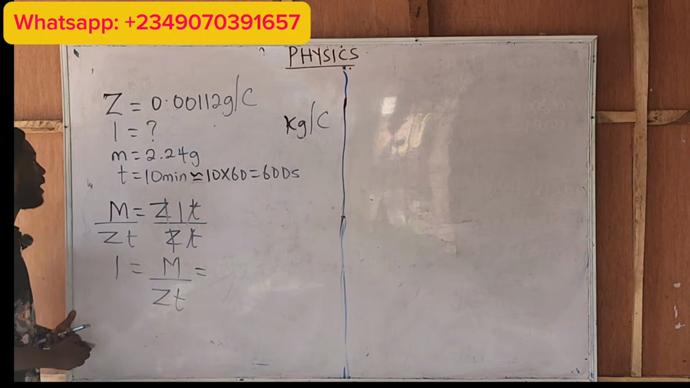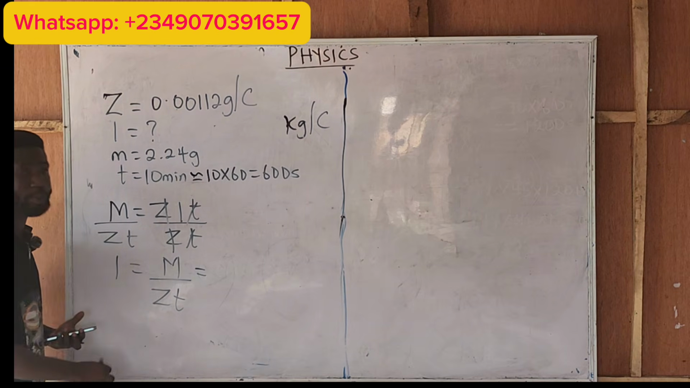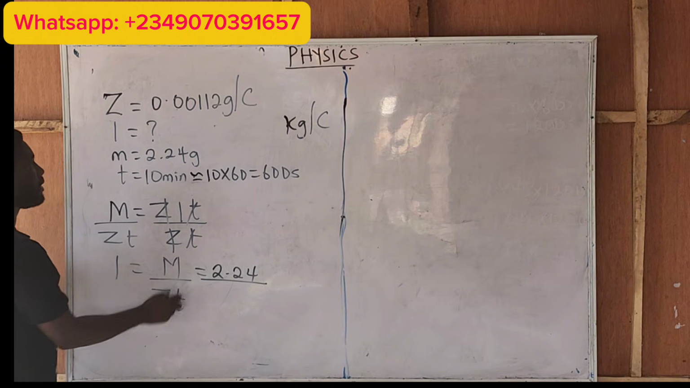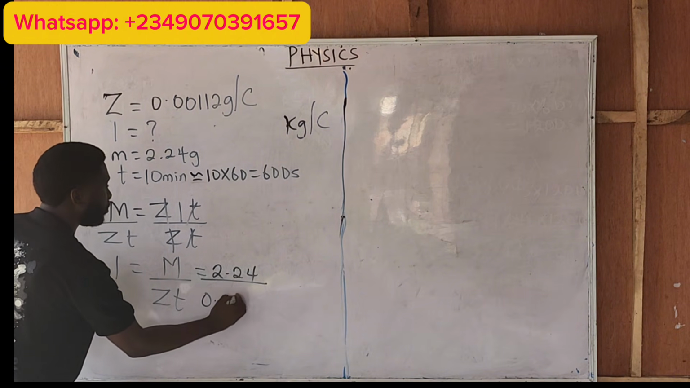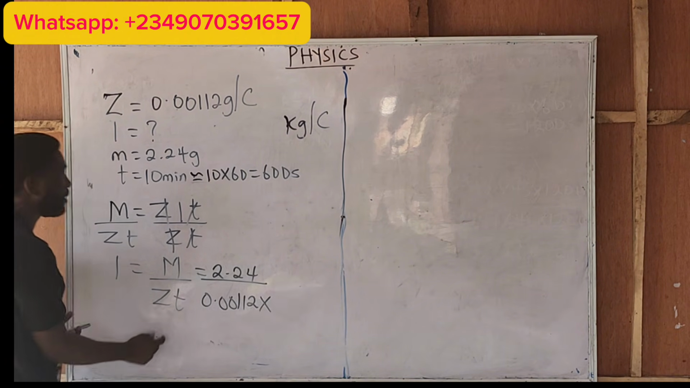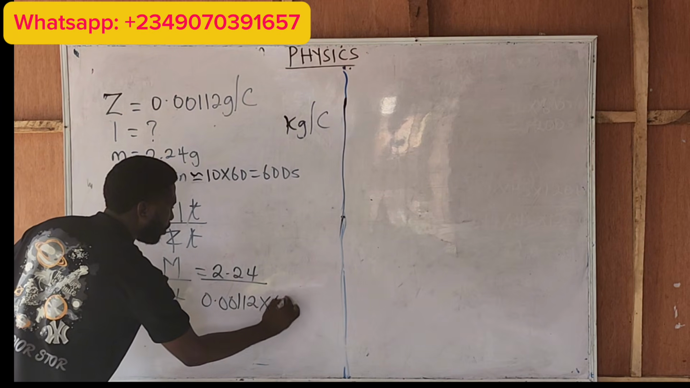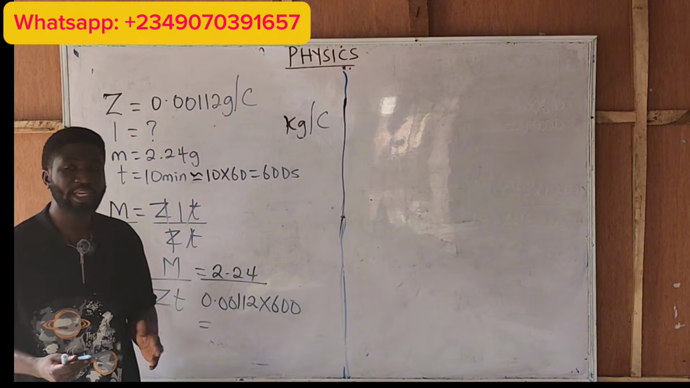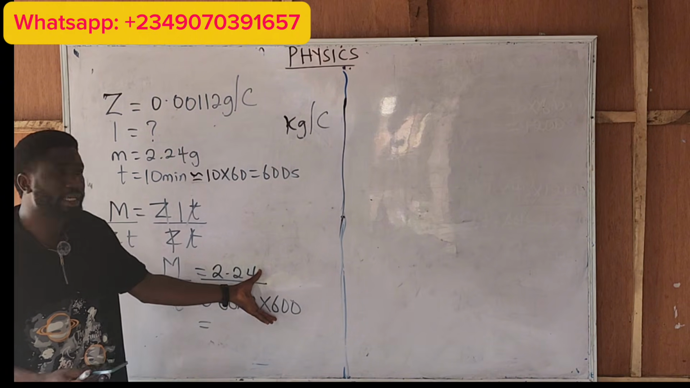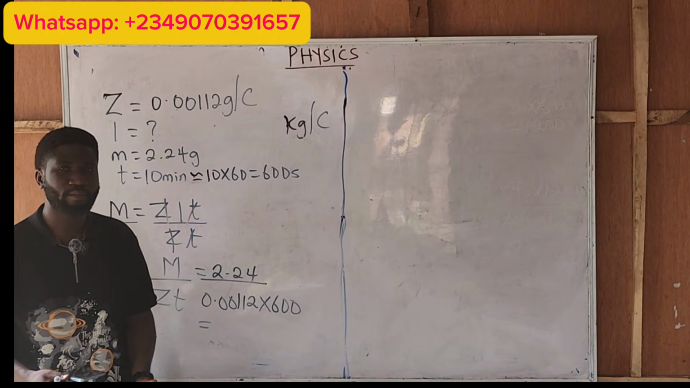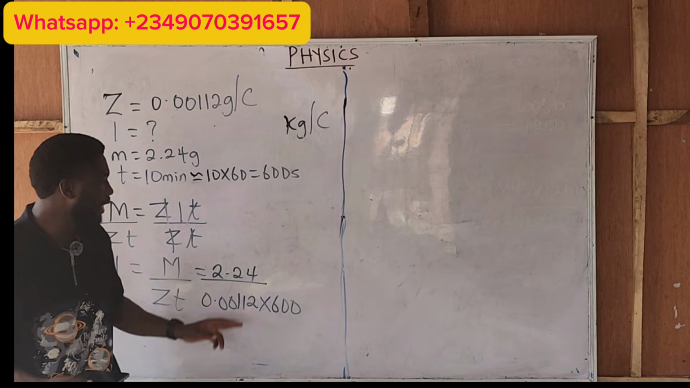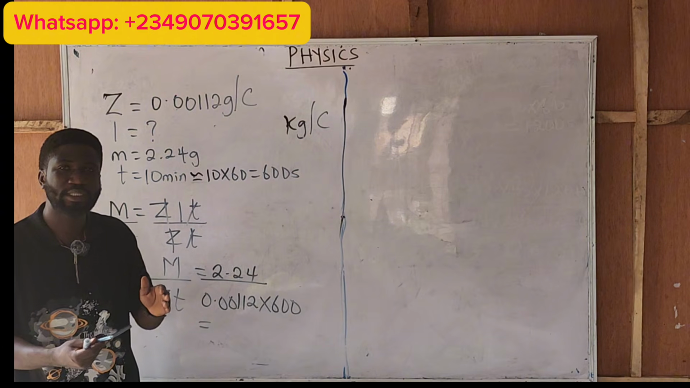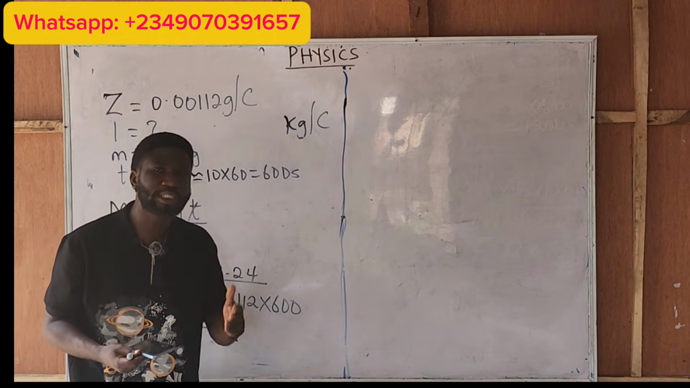So what is the value for mass? The mass there is 2.24. 2.24 divided by the electrochemical equivalent, 0.00112, multiplied by the time, 600. So please, you need to take note of this. In JAMB, whenever you have something like this, you don't need to waste your time. Most students get the value for the numerator, get the value for the denominator, then divide. By doing so, you are wasting your time.